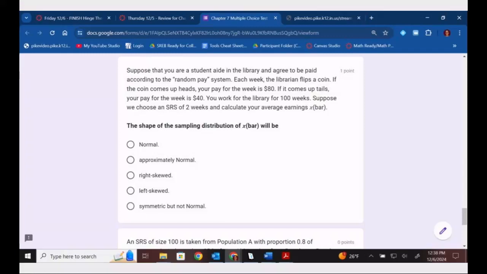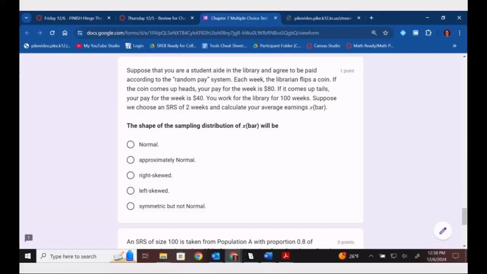Simple random sample of size 2. It's a 50-50 shot whether we get heads or tails, right? If I do n times p, do I get 10 or more? What is my n? 2. My n is 2. If I do 2 times 50%, do I get 10 or bigger? If I do n times 1 minus p, so 2 times 1 minus 0.5, am I going to get 10 or bigger? No, so I can't say it's approximately normal.